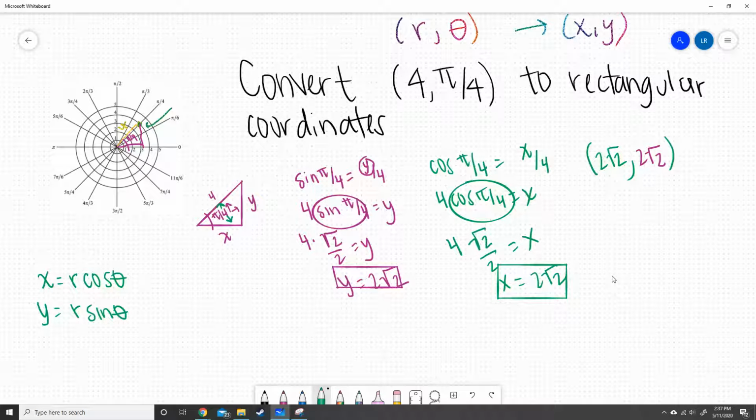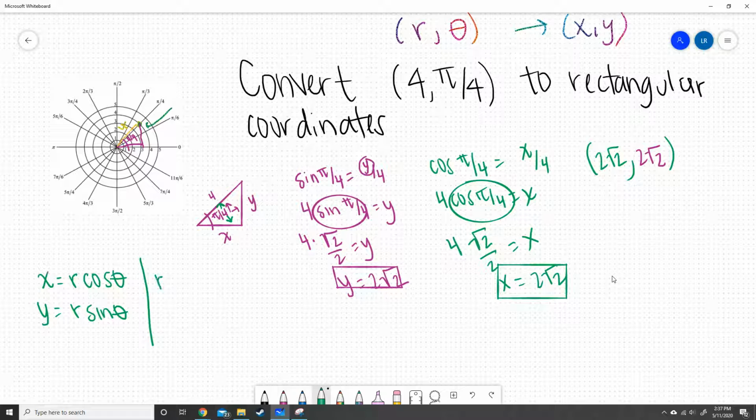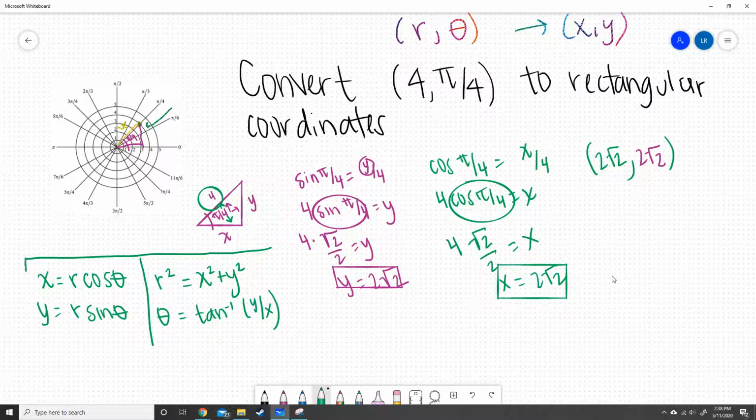Now, a couple of other cool things to know is that r squared, from the Pythagorean theorem, is the same thing as x squared plus y squared. And so if you know x and y, you could figure out r. And then if you know x and y, you could also figure out theta. Theta would equal inverse tangent of y divided by x. So these are some really important formulas.